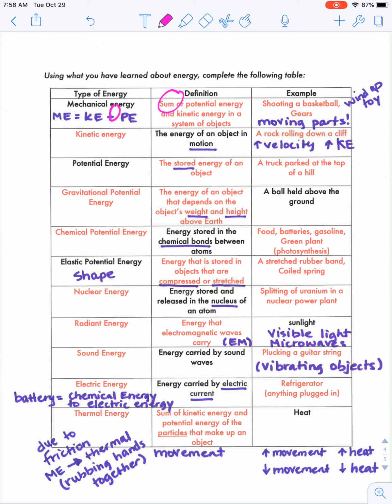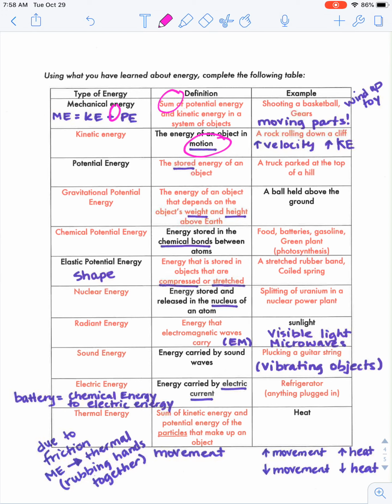Kinetic energy is the energy of an object in motion. It's got to be moving for it to be considered kinetic energy. So anything that's in movement. My example was a rock rolling down a hill. So if we increase the velocity, which is increasing the speed, we're going to increase our kinetic energy. If we decrease our velocity, we're going to decrease our speed, so therefore we're going to decrease our kinetic energy.